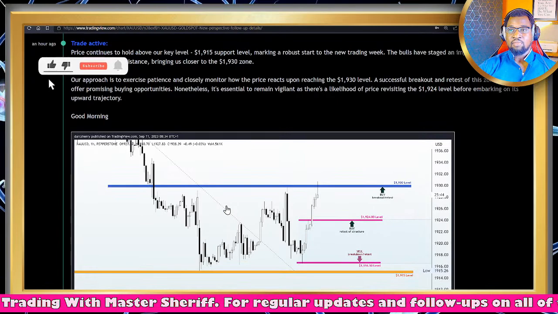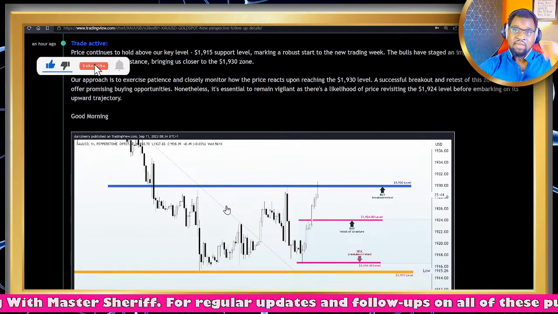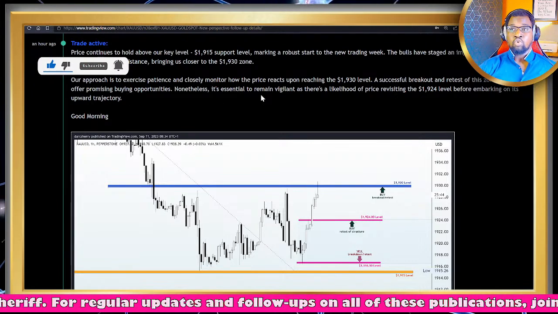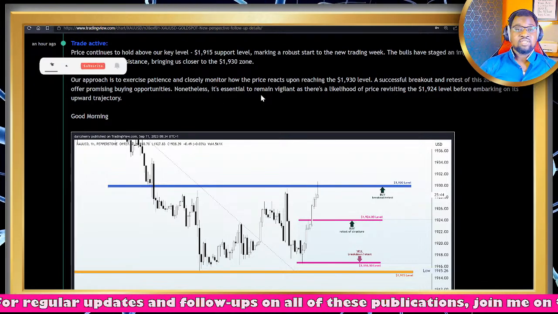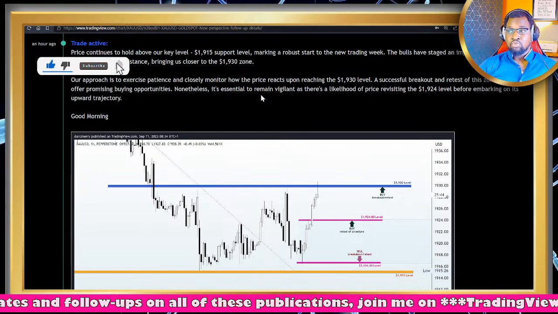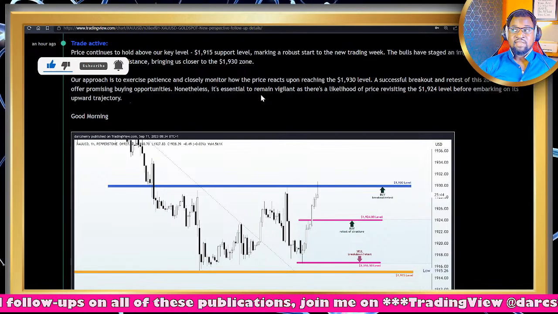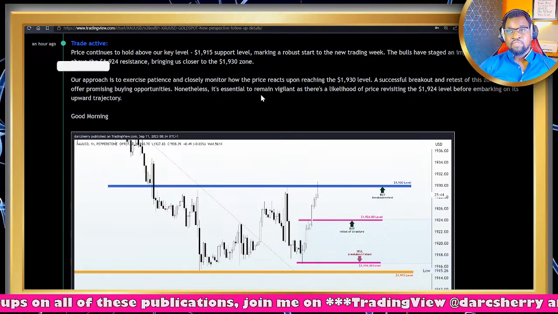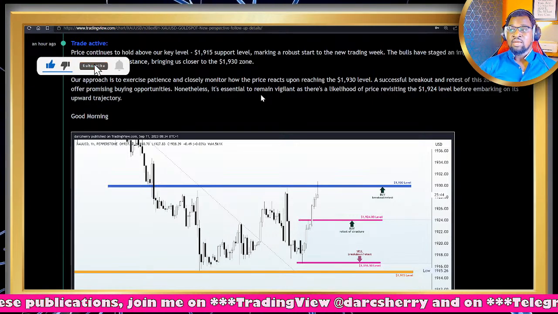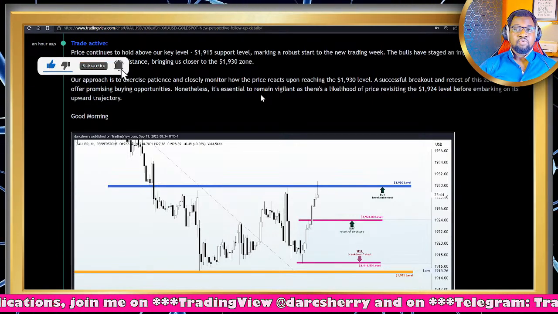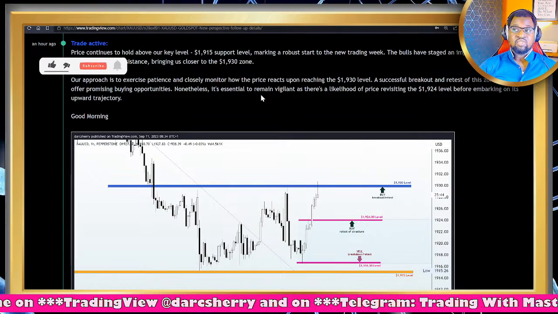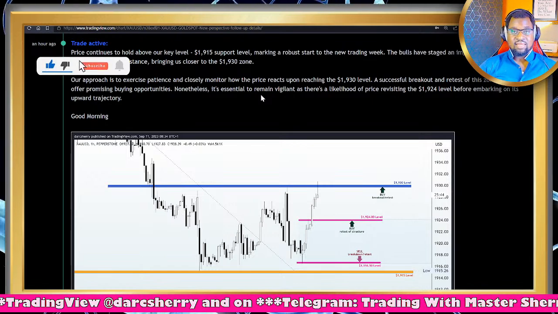So right here on my public platform, I made mention that price continues to hold above our key level, which is situated at the 1,915 level, marking a robust start to the new trading week. The bulls have staged an impressive breakout above the 1,924 resistance, bringing us closer to the 1,930 zone. Our approach is to exercise patience and closely monitor how the price reacts upon reaching the 1,930 level.